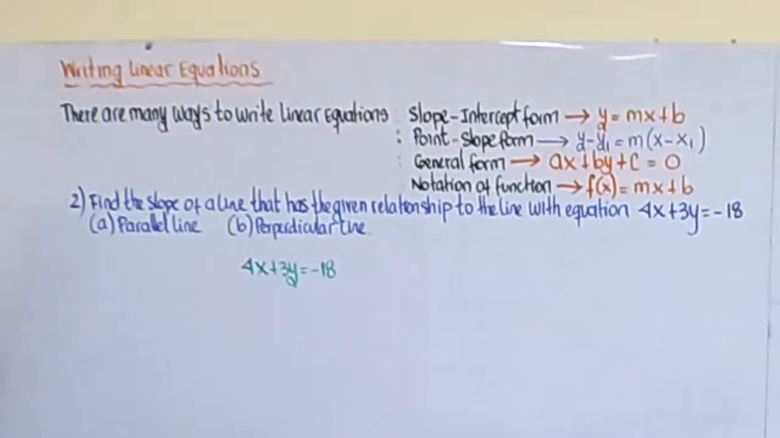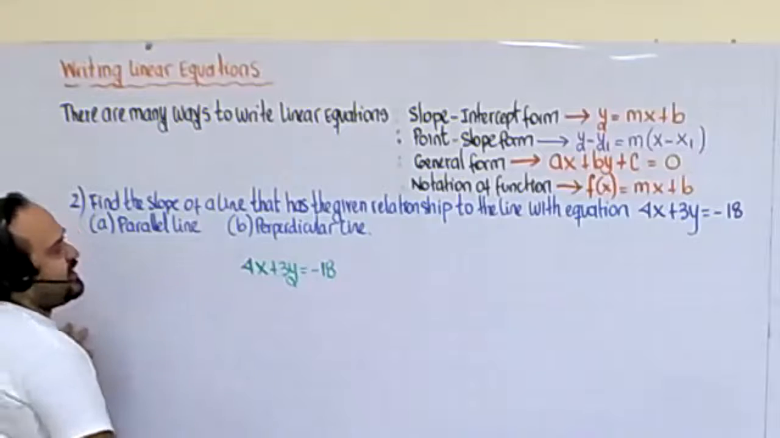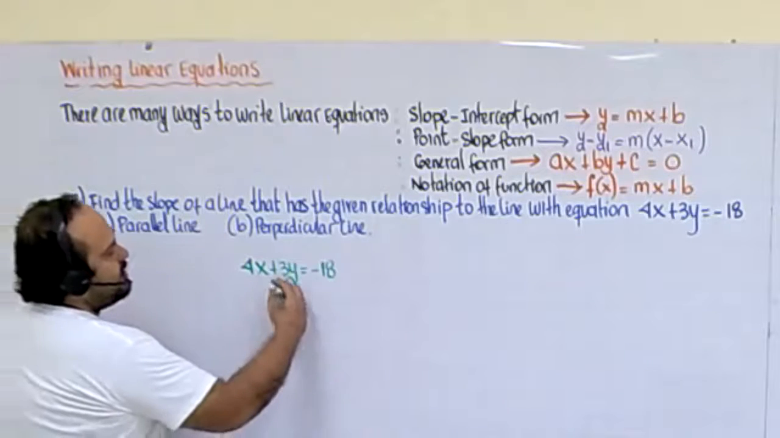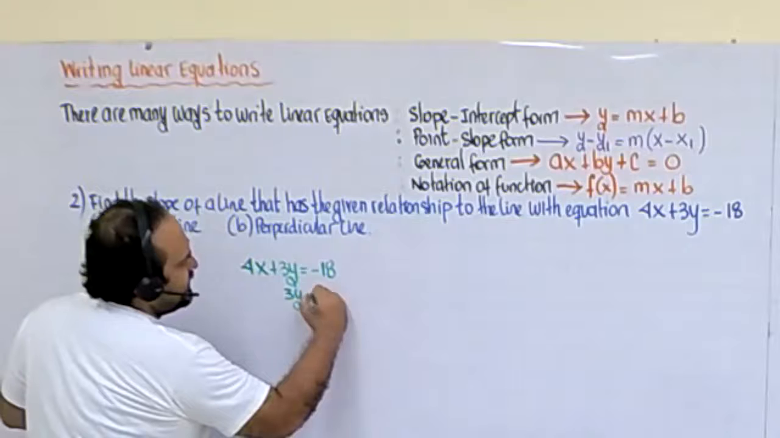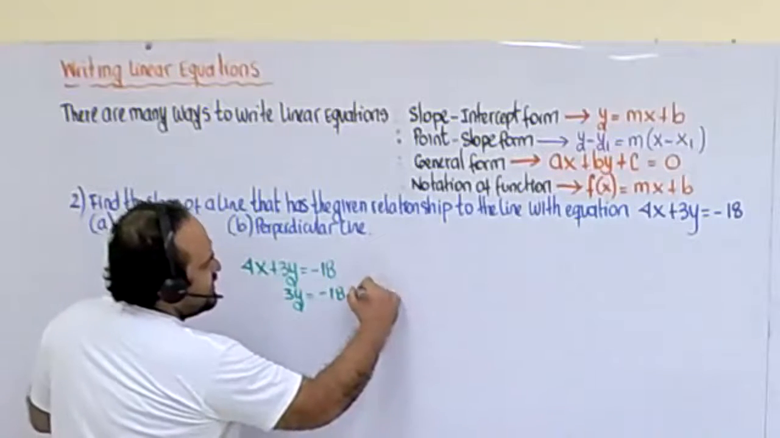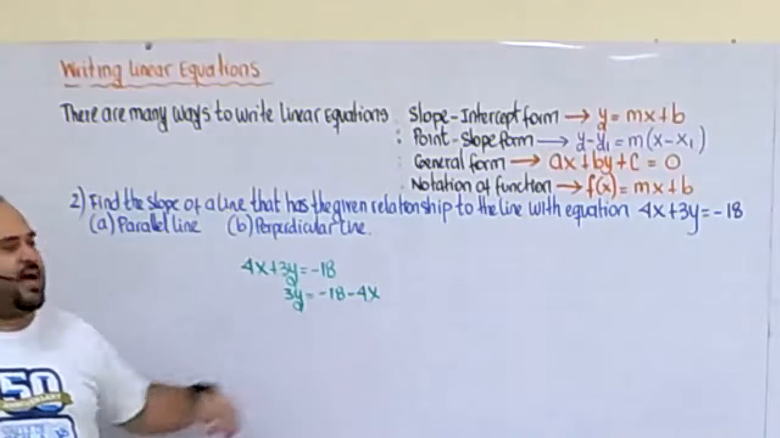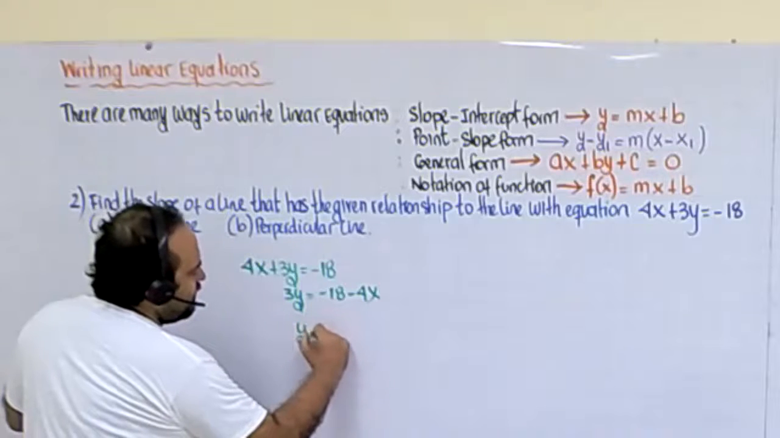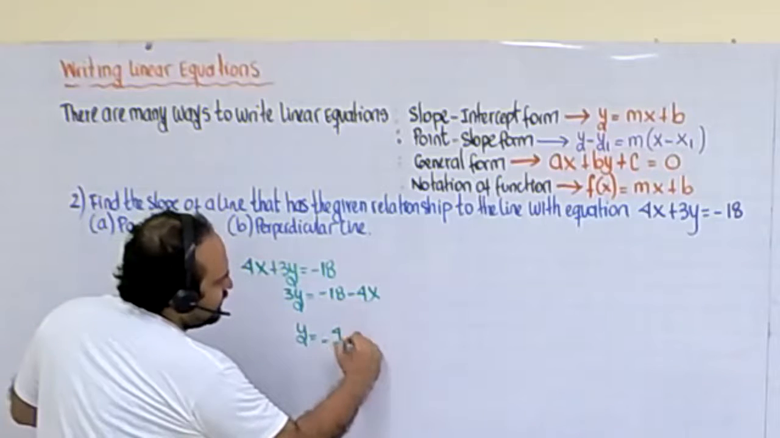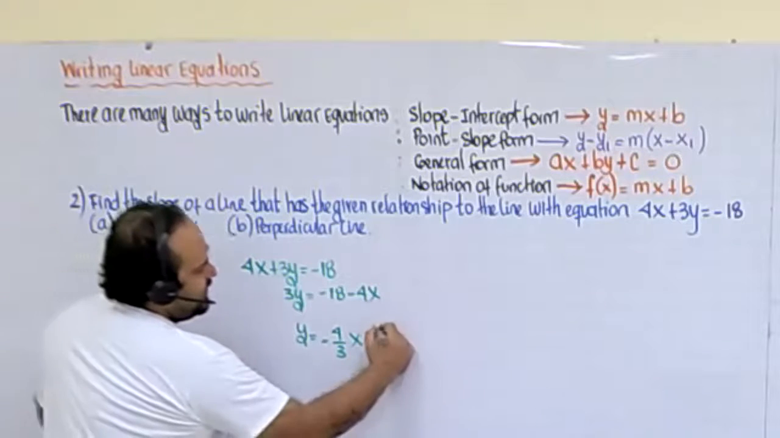Before creating the relationship between a parallel line and a perpendicular line, the third thing that we have to do is solve for y. Don't hesitate to solve for y, okay? So 3y will be equal to negative 18 minus 4x. And remember, this number 3 passes to divide both terms. I mean, y will be equal to negative 4/3 x, and negative 18 divided by 3 will be equal to 6.